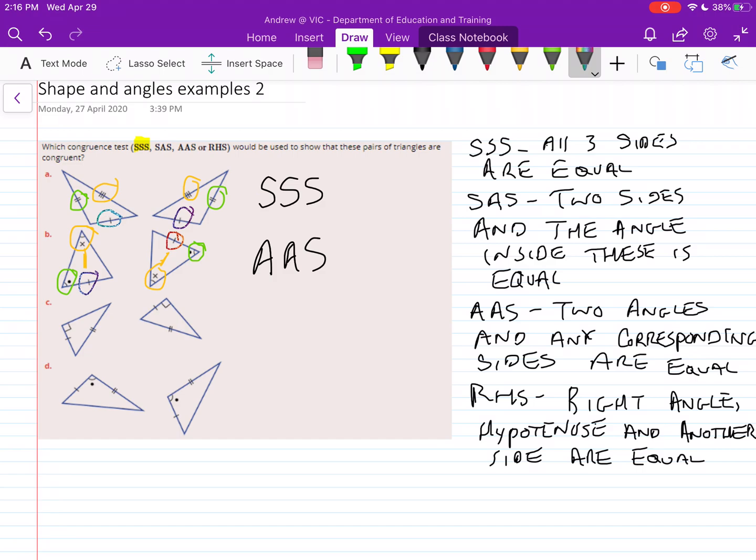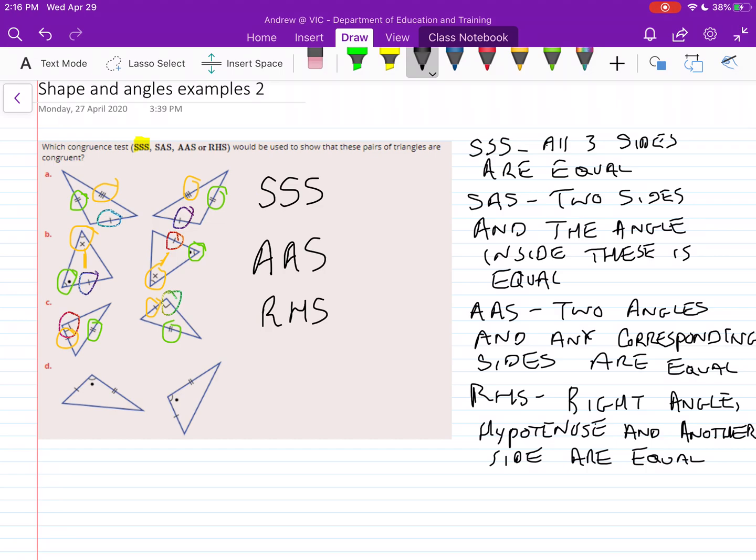Our next one here, you can see the right angle. Okay, so we've got a right angle here, so this is a good indication there's going to be RHS, but we better double check. We've got the right angle, now we've got the hypotenuse, which is opposite the right angle. So the hypotenuse, that's also a match. And then we have another corresponding side here. So this one here is RHS.